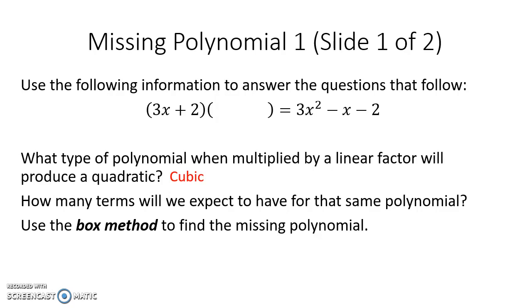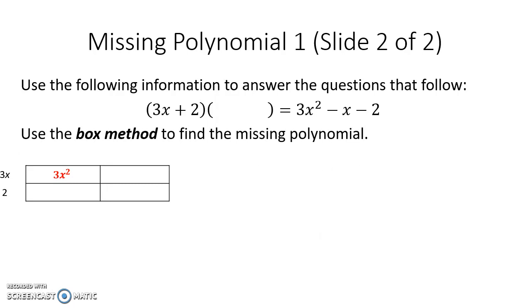How many terms will we expect to have for that same polynomial? Well, since we know it should be linear, it should be two terms. Now we're going to use the box method. So I know the 3x plus 2, so I'm going to put that on my left side. I also know 3x squared needs to go in that top box, if I'm undoing this.